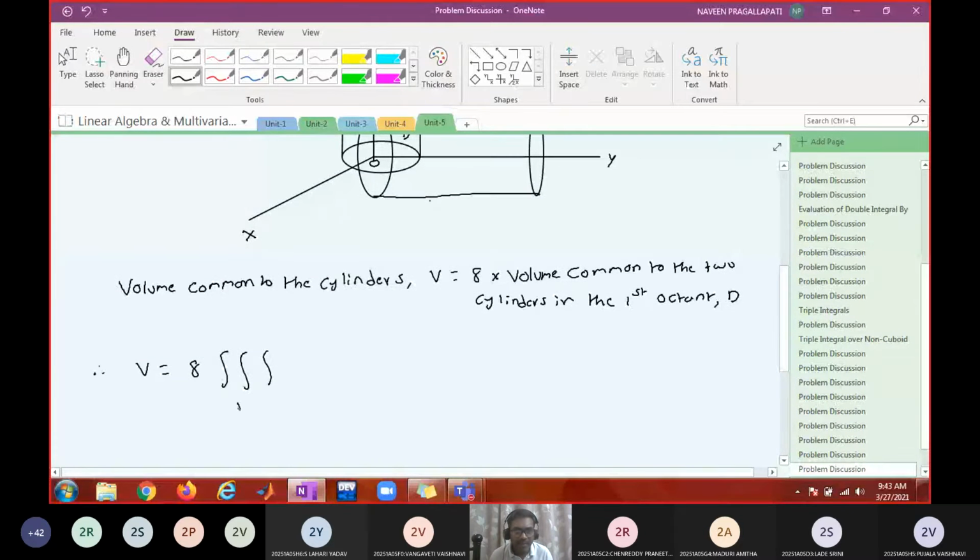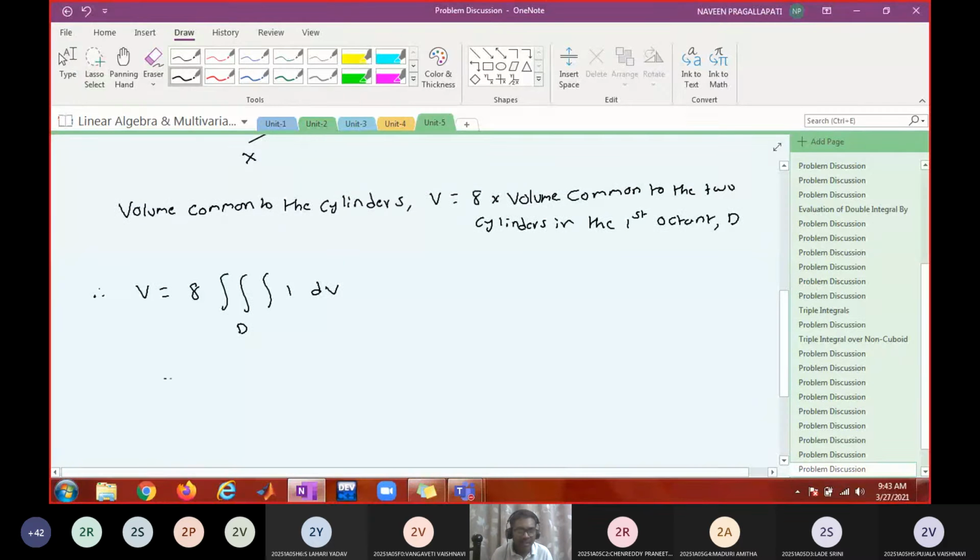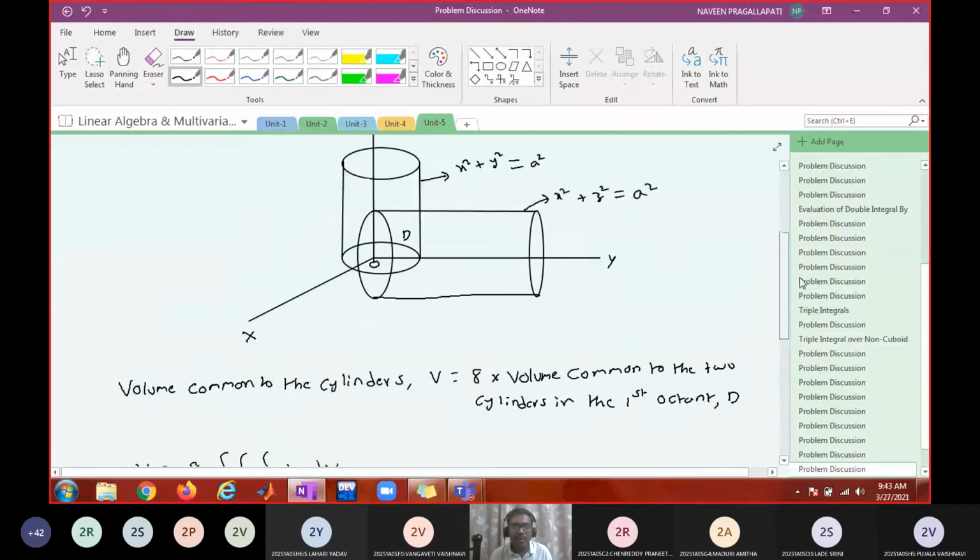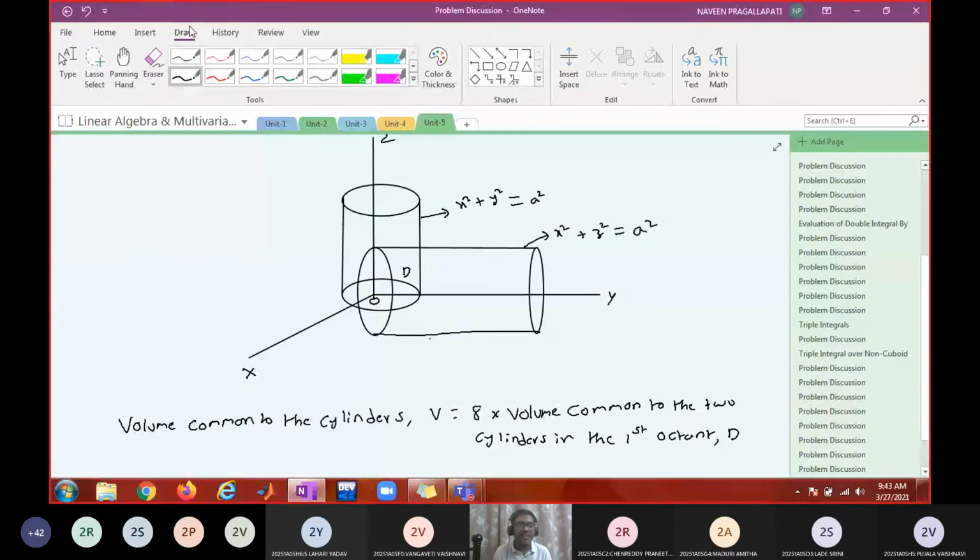So the integral over D of 1 dv. Now let us write down the limits of integration. This is 8 times the integral of 1 dz dy dx. Now what will be the projection of the region which is there in the first octant on the xy plane?